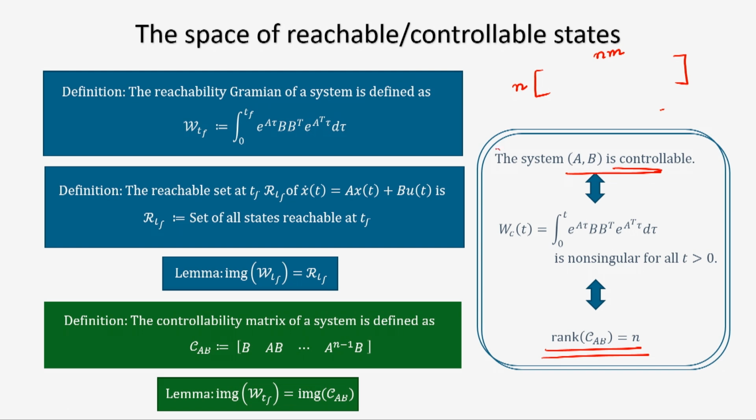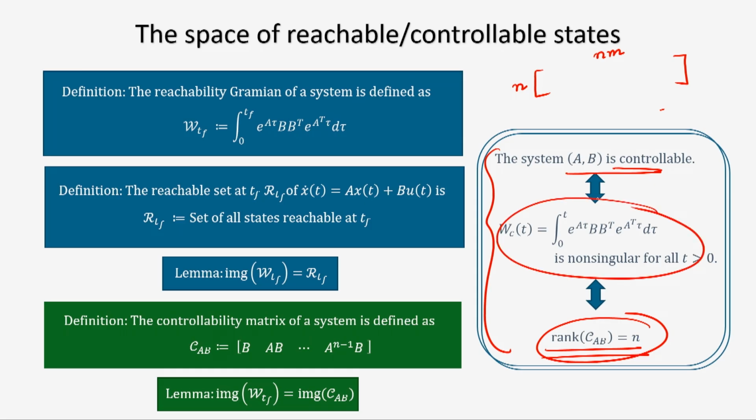So these three statements are equivalent to each other. If you show that the rank of CAB is n, then the system is controllable. If you show that the controllability Gramian is non-singular for all time t, then also the system is controllable. In general, if a system is controllable, these are the two conditions which are equivalent to each other.